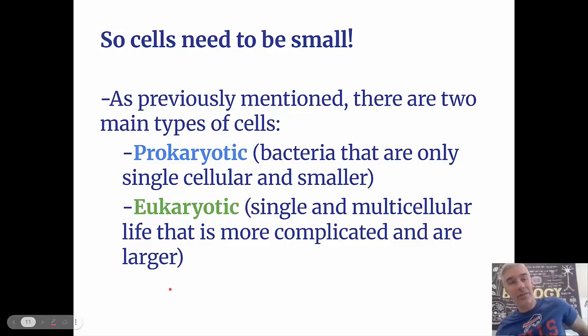We're actually going to hit surface area to volume ratios a little bit more later as well. So as previously mentioned, there are 2 main types of cells. There's prokaryotic cells and eukaryotic cells. Prokaryotes are simple, they're bacteria, they are only single cellular, they are tiny, they're simple. Whereas eukaryotes can be single or multicellular organisms, and they're much more complicated. And we'll talk about why that is.